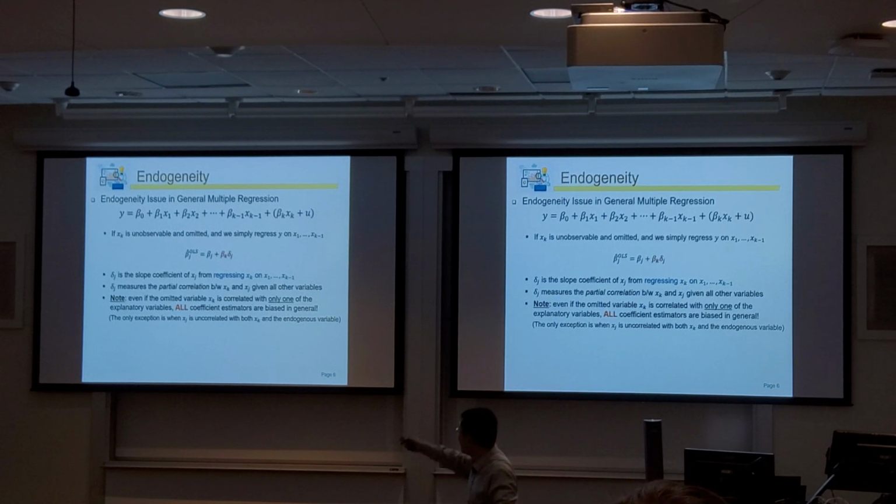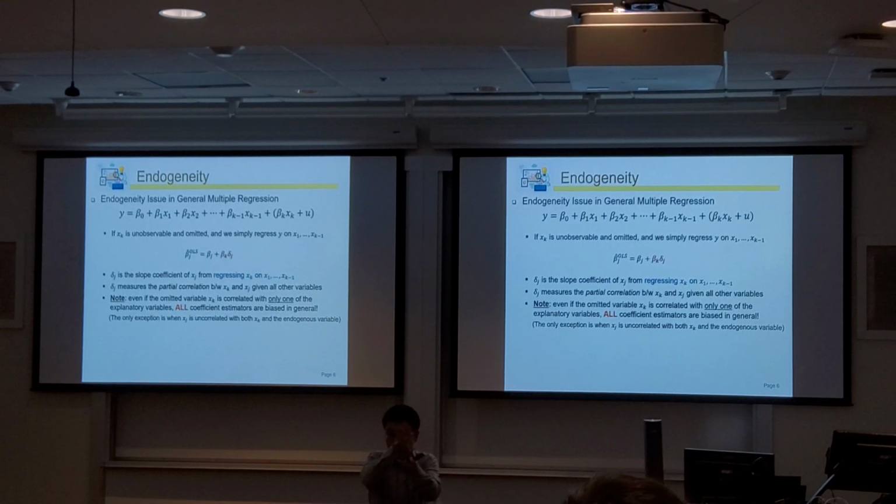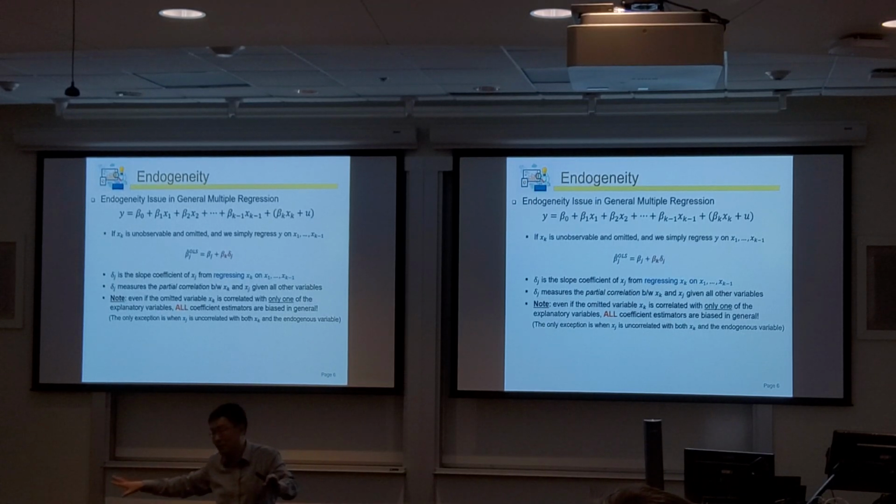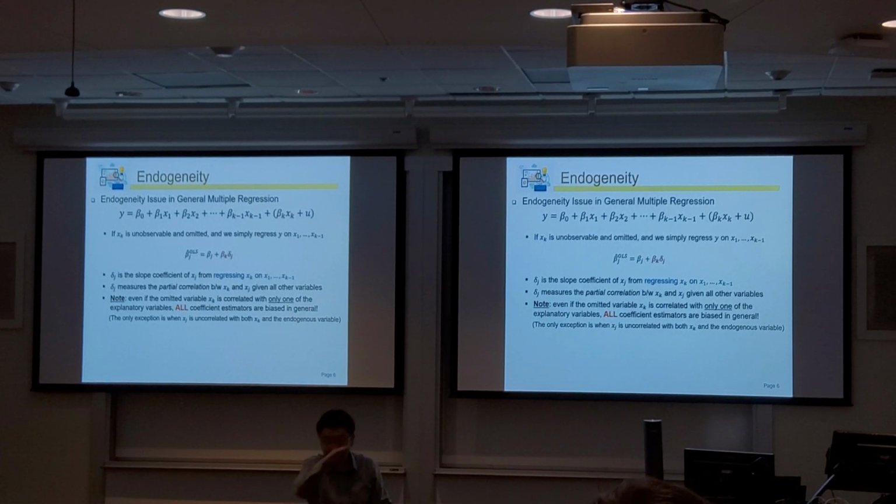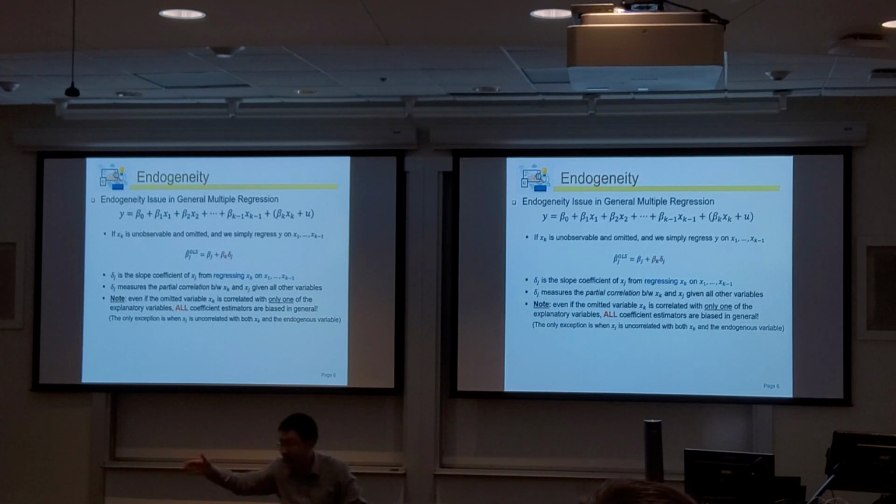Say that again. In our example, this missing variable is ability. We run the regression of that variable on all the observed x variables in our data, and then we get the coefficients in front of each observed x variable. So that coefficient actually measures what? Sort of like the correlation between that omitted variable and each of the observed x variables. So that is delta J.